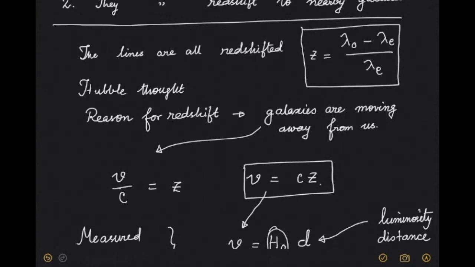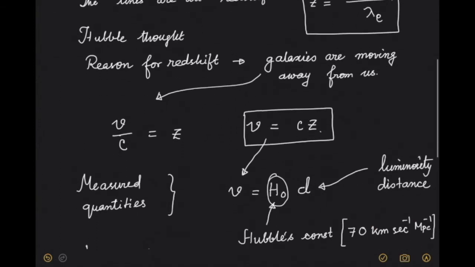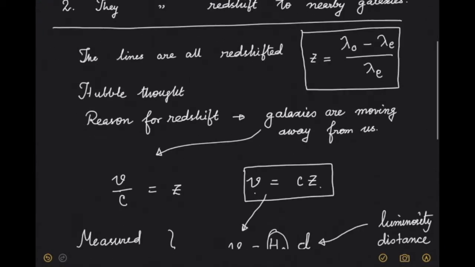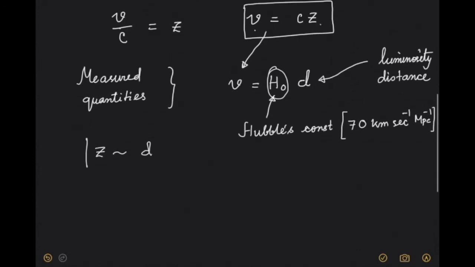And Hubble thought that the reason for the redshift is that the galaxies are moving away from us. So he equated redshift with v by c. So v came out to be c times z. And when he plotted this v with the luminosity distance, he got this relation.